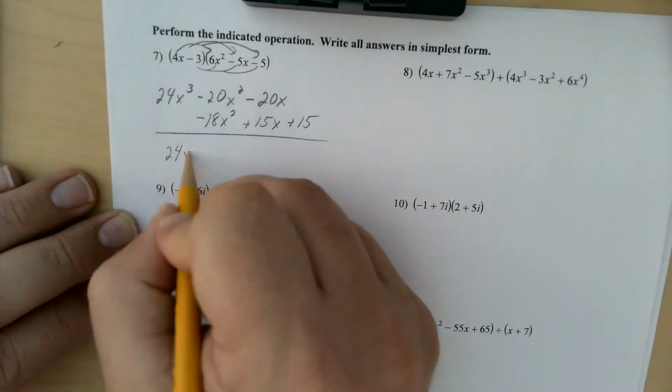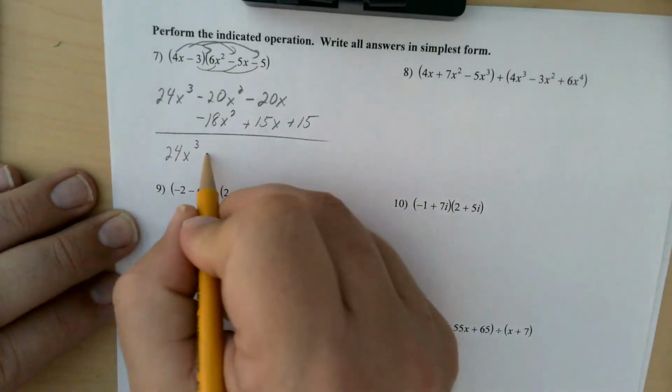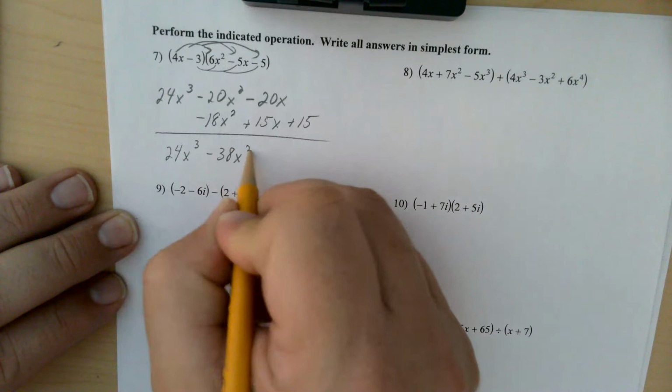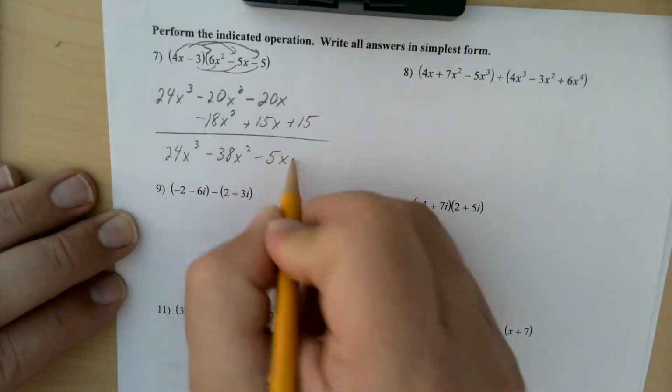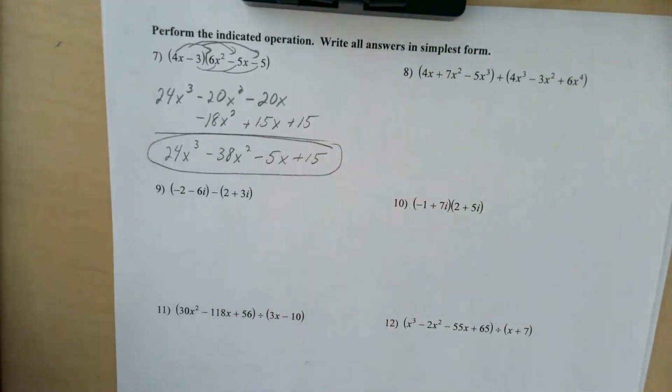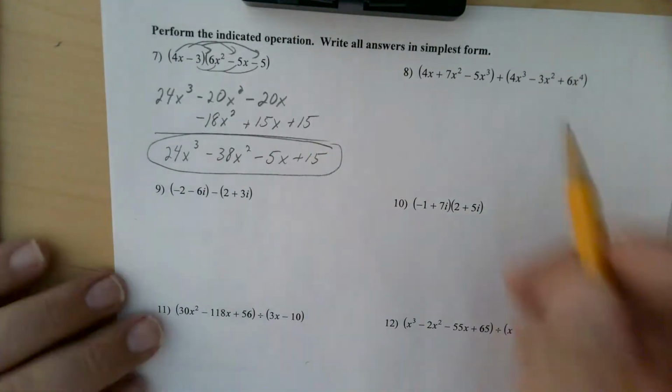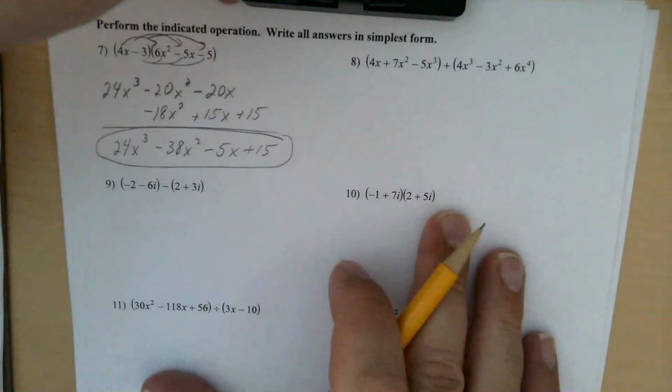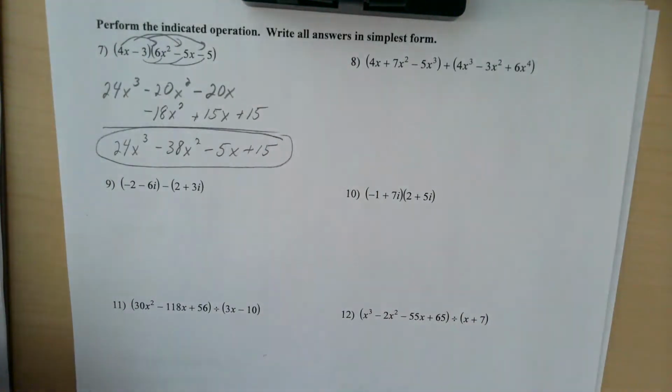So my largest exponent is my x cubed. This will be 38x squared. This will be a minus 5x, and finally a plus 15. There's the product. Okay. This next one is just the sum, so you're adding, and the parentheses means nothing.